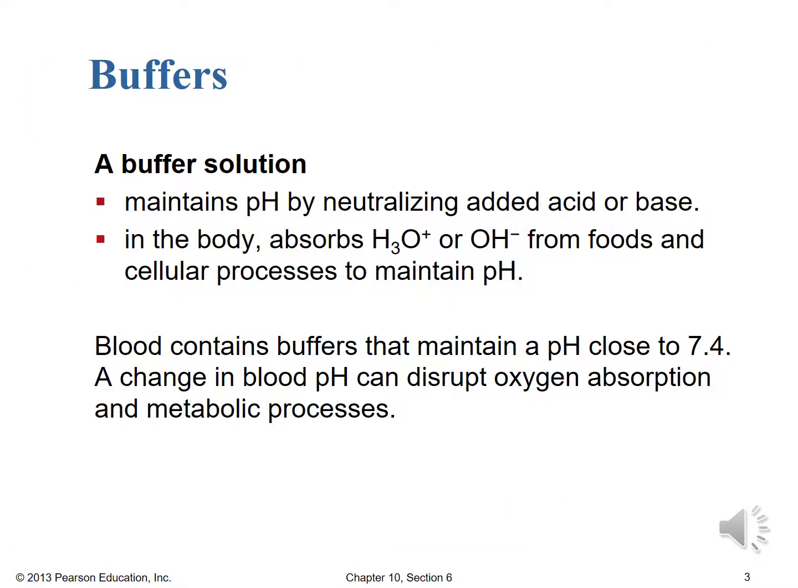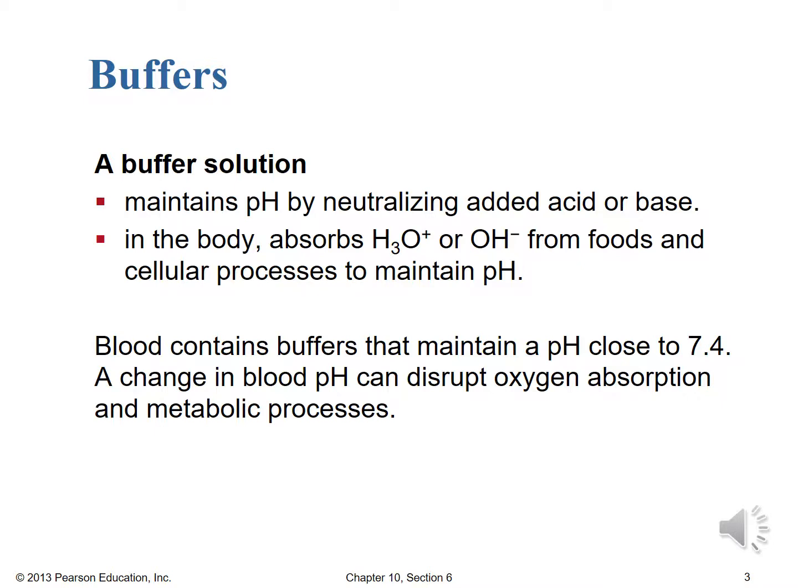So a buffer solution maintains pH by neutralizing added acid or base. If you add a little bit of acid or a little bit of base to a buffer solution, even if it's strong acid or strong base, typically if it's a fairly small amount and you have a good buffer, it will resist any pH change, or show only a very moderate or minor pH change compared with what would happen in pure water, for instance.